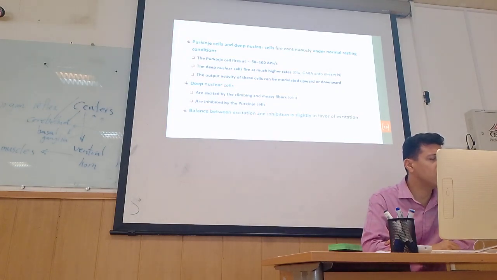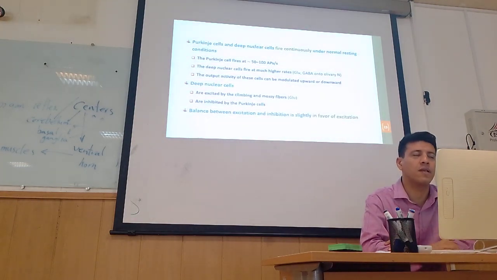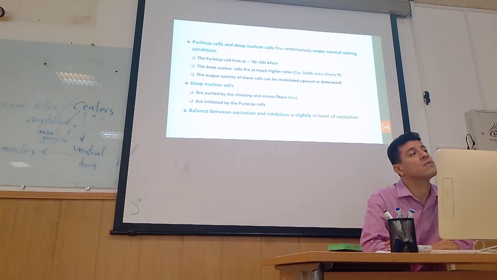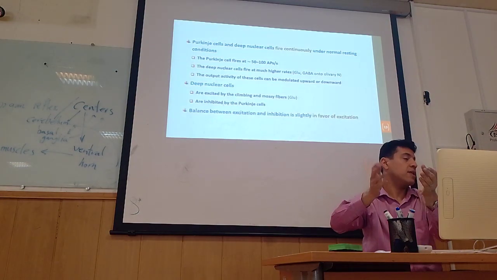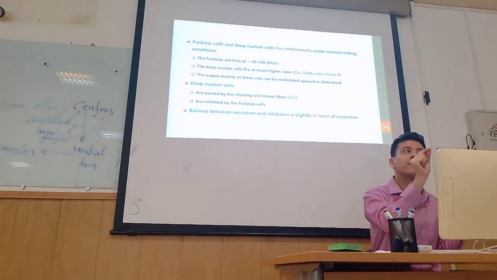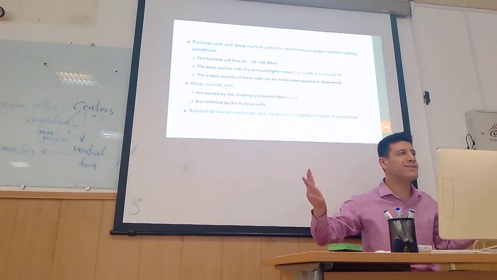Purkinje cells and deep nuclear cells fire continuously. Sir, you talked about the oscillatory movement in the complex spikes, right? Yeah, simple spike, complex spike. Is it the same as we talked earlier, like the oscillatory and reverberatory circuits? No, that was an oscillatory circuit. So that was some neurons. But here, we have spikes, just action potentials. So they are completely different.